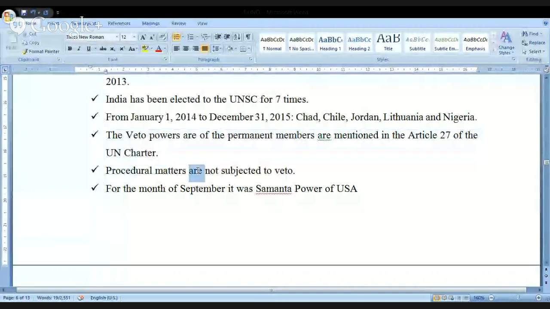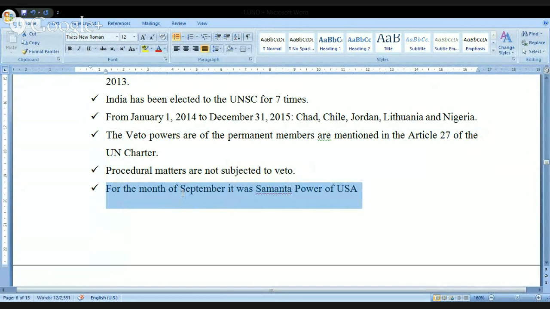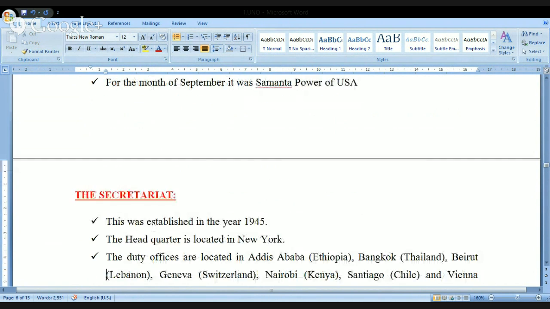Now, I am opening the document again. Procedural matters are not subject to veto. And remember, a very, very important point here: for the month of September, meaning this month, 2014, the President of the Security Council is Samantha Power of the United States of America. I told you already, it will be rotated on a month-to-month basis. And for this month, it is Samantha Power of the United States of America. Okay, so these are the points in relation to the United Nations Security Council. This is the second one. We have finished it. Now we'll go to the third one.